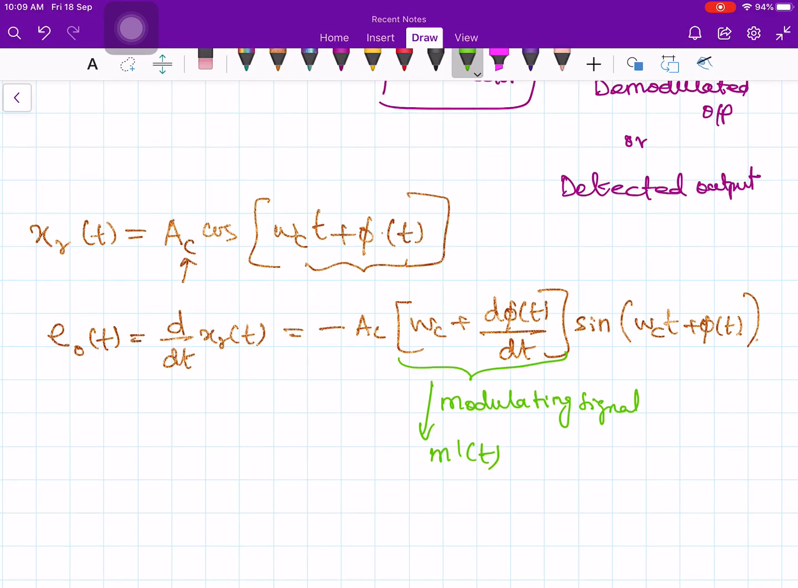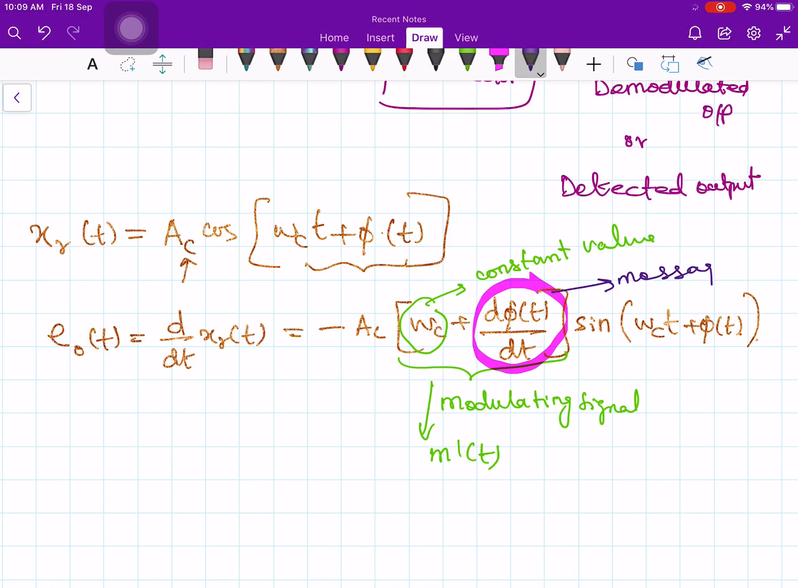Okay, this is a constant, by the way, some constant value, added with the d phi by dt. What is d phi by dt? It is your message signal, modulating signal. So the message signal is added with a constant value, therefore the whole thing I can think of in terms of a modulating signal. Now the modulating signal is multiplied by whom? A carrier.